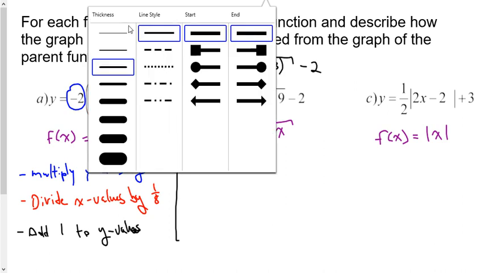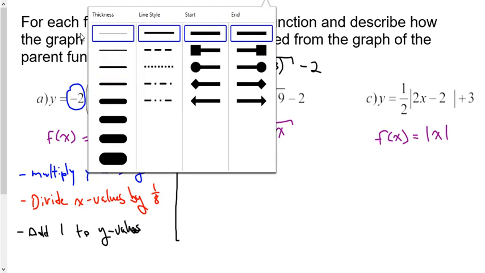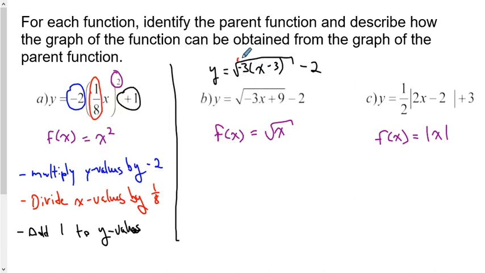Let's start with our blue marker and see what's happening out front. There's nothing multiplying it out front. So let's go to our next one. Looks like we're going to be dividing all of my x values by negative 3. So we'll divide our x values by negative 3.